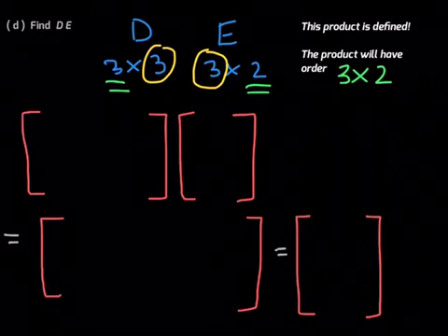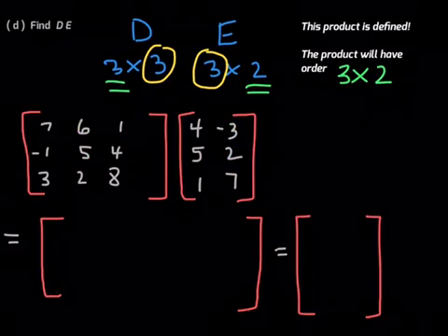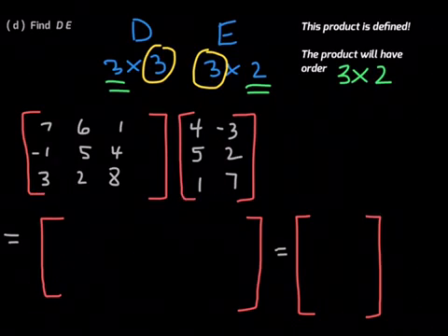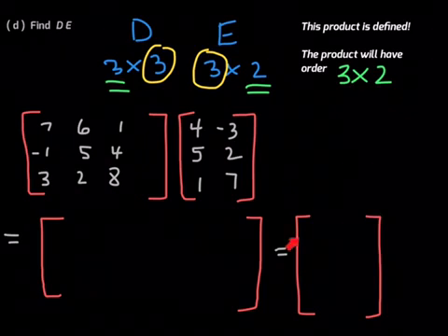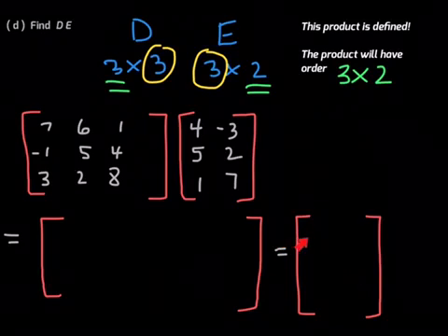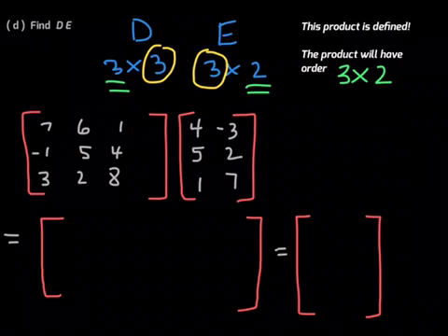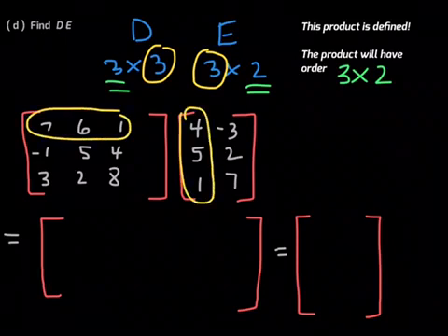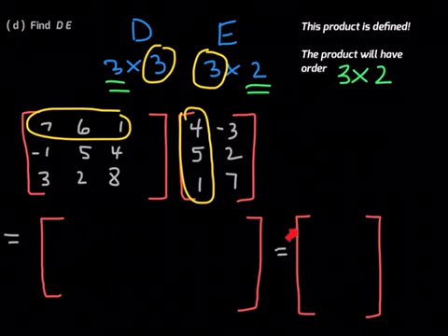All right, guys, let me fill in for us these matrices, D and E. There's matrix D, and there's matrix E. Remember, this is going to be a 3 row by 2 column matrix. In order to get the first row, first column entry, I'm going to look at the first row and the first column. First row by first column will give me this entry.